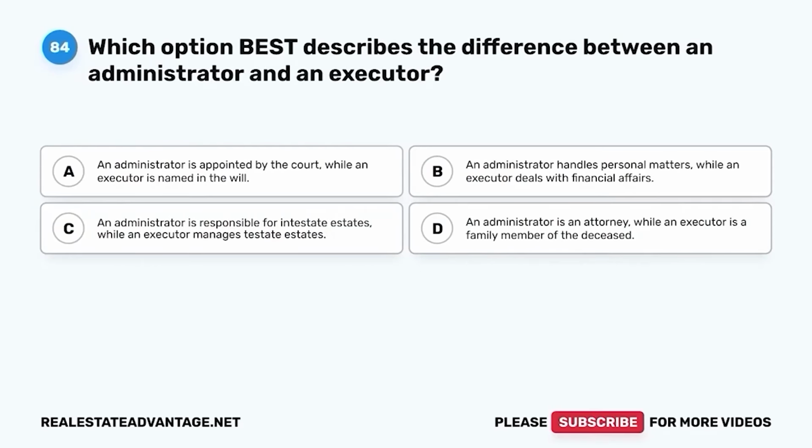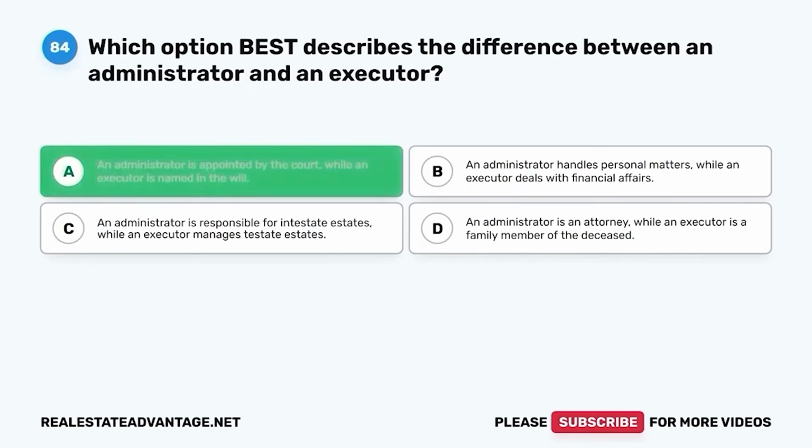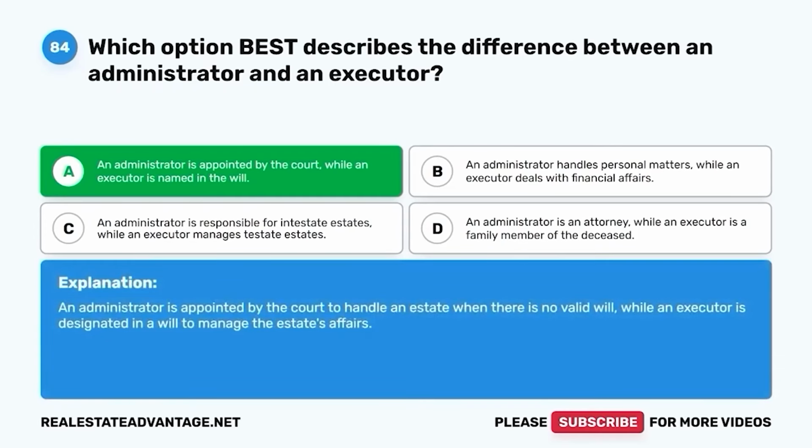Question 84. Which option best describes the difference between an administrator and an executor? A. An administrator is appointed by the court, while an executor is named in the will. B. An administrator handles personal matters, while an executor deals with financial affairs. C. An administrator is responsible for intestate estates, while an executor manages testate estates. D. An administrator is an attorney, while an executor is a family member of the deceased. The correct answer is A. An administrator is appointed by the court, while an executor is named in the will. An administrator is appointed by the court to handle an estate when there is no valid will, while an executor is designated in a will to manage the estate's affairs.